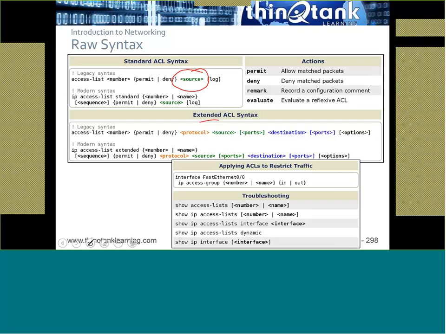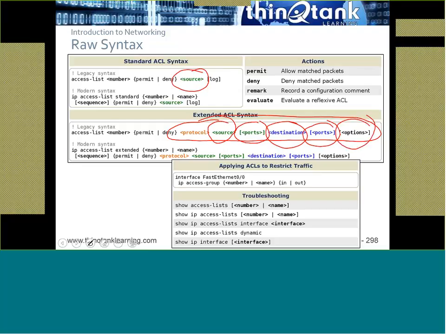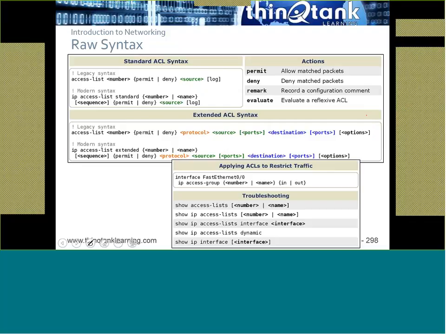An extended ACL can filter on all of these things. It can filter on the protocol: TCP, UDP, EIGRP, ICMP, BGP, etc. A lot of P's, okay? It can filter on the source IP. It can filter on the source port numbers. We're talking about layer 4 ports. It can filter on destination IP. It can filter on destination ports, and it can even filter with different options. So as you can see, an extended access control list provides you a lot more capability when it comes to filtering.